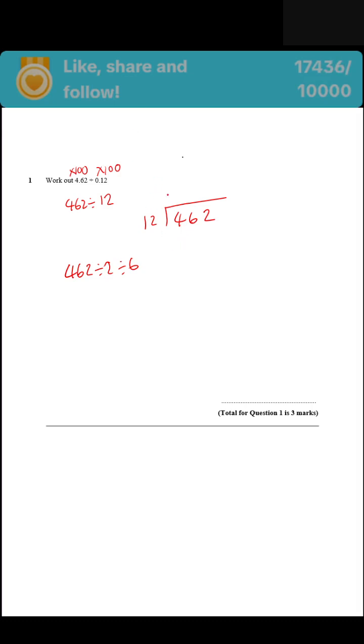So 12 into 4 can't do, put a 0, carry the 4. 12 into 46 gives you 3 with a remainder of 10. And then 12 into 102, 8 12s are 96. There is 6 left over, so I need to carry my 6. So I've hit the decimal point, that's the end of my number. So I need to ensure my decimal points are aligned. Anything after that needs to have an extra 0 in there for the placeholder. 12 goes into 60 5 times, so we get 38.5 as our final answer.